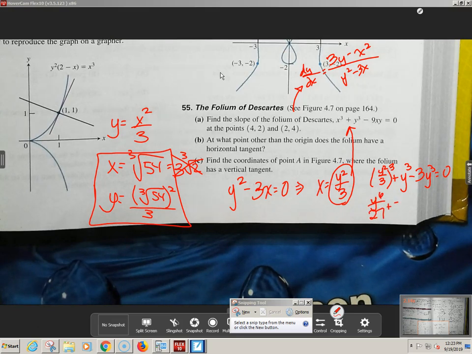And then I have negative 2y cubed. Once again, I could go ahead and pull out my y cubed. And I would have y cubed all over 27 minus 2 equals 0. I would have my y equals 0, and then I would have y cubed equals 2 times 27, so the cube root of 54.